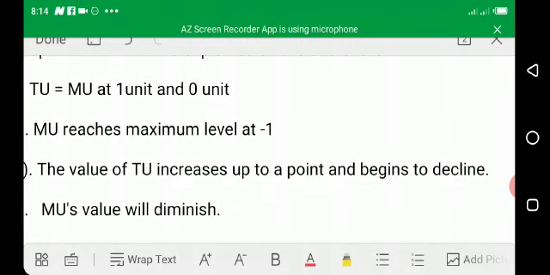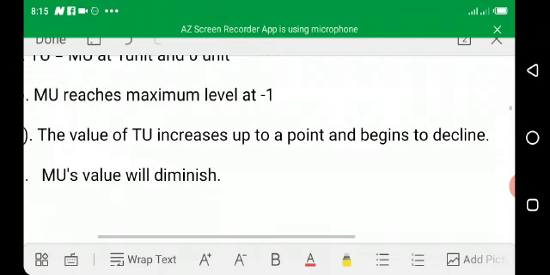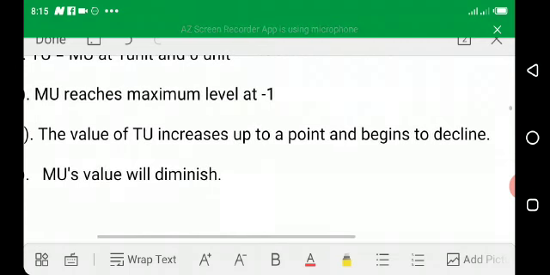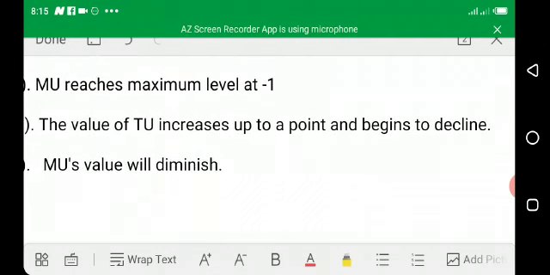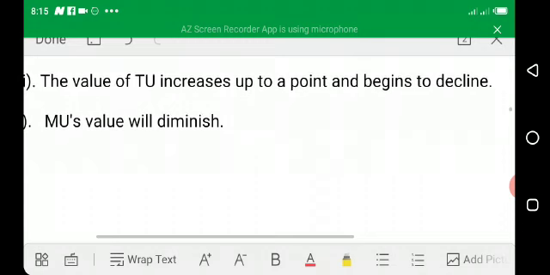Then what happens to the value of total utility as the quantity consumed increases? The value of total utility increases up to a point and begins to decline. I repeat, what happens to the value of total utility when the quantity consumed increases is that total utility increases up to a point and begins to decline. Our graph, if drawn, will demonstrate this better.